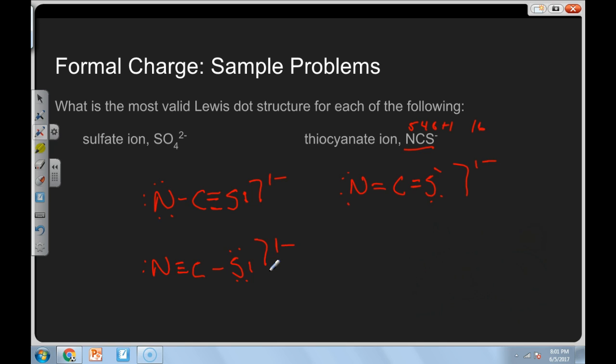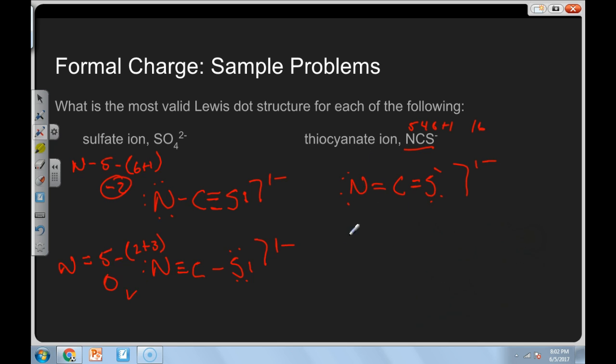So formal charge on nitrogen, in this case, the nitrogen is 5 minus 6 plus 1, and that formal charge is -2. So my guess is already that is a bad one because we don't want a whole ton of formal charge. Now let's look at this nitrogen. This nitrogen is equal to 5 minus 2 plus 3, and that's 0. Well, that looks really good.